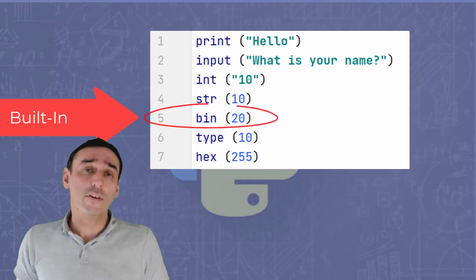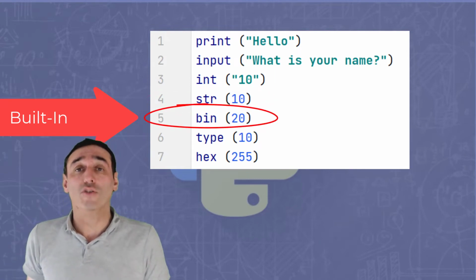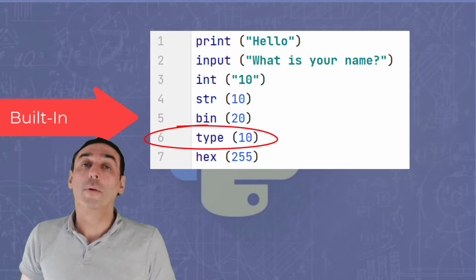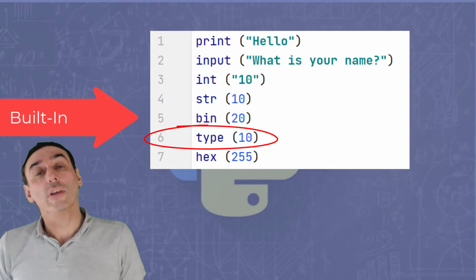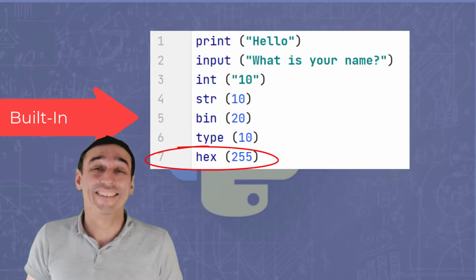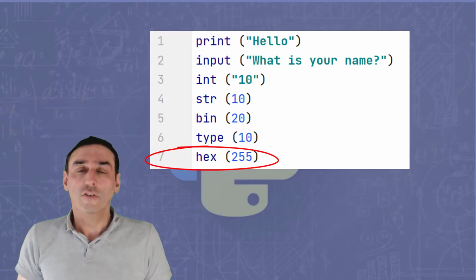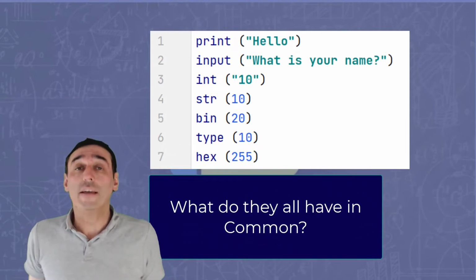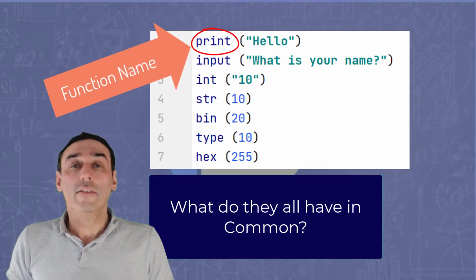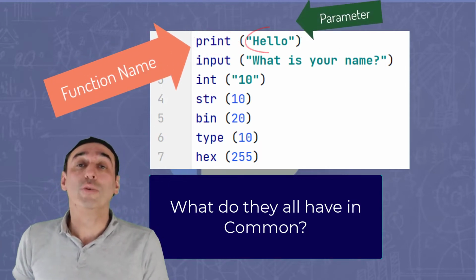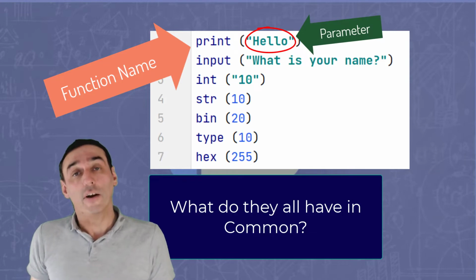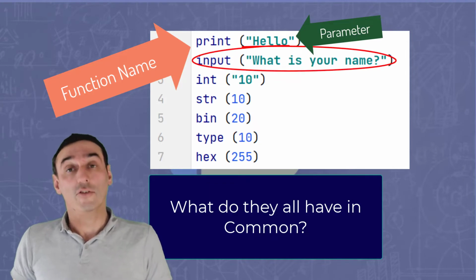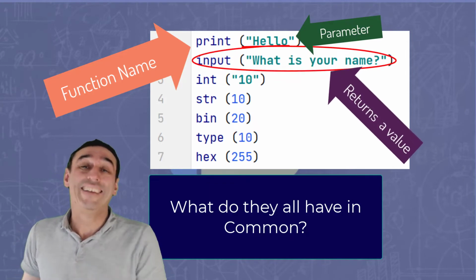You also have the bin function which will convert a value into a binary value. You have the type function which will return the type of the variable inputted, and also hex, which will convert a value into a hexadecimal value. So what do all these functions have in common? Well, they all have a name, of course, and they also have a parameter, a value you would give the function. And in some functions, you would have a return value. So, for example, the input function here, which will return whatever the user has inputted.